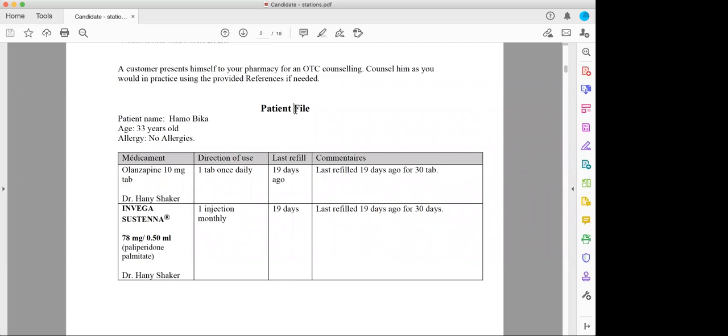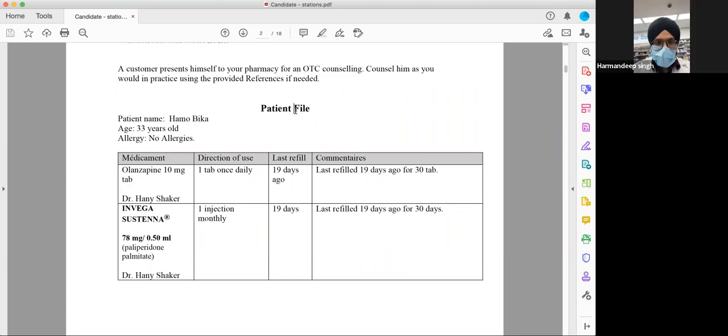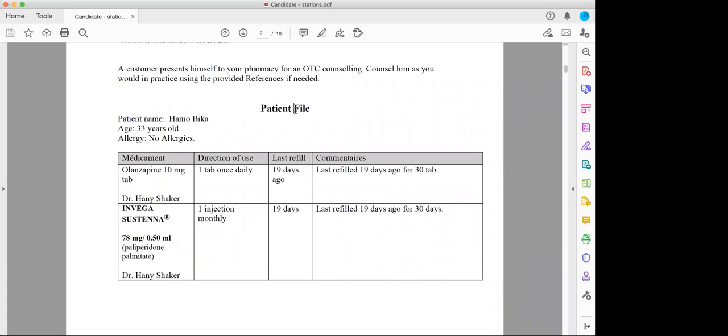I'm taking 2 medications in the file. I think you can see it. Okay, I can see it on the file. Olanzapine 10 milligram tablets. You are taking one tablet once a day. And for how long have you been taking this? It's 3 years.